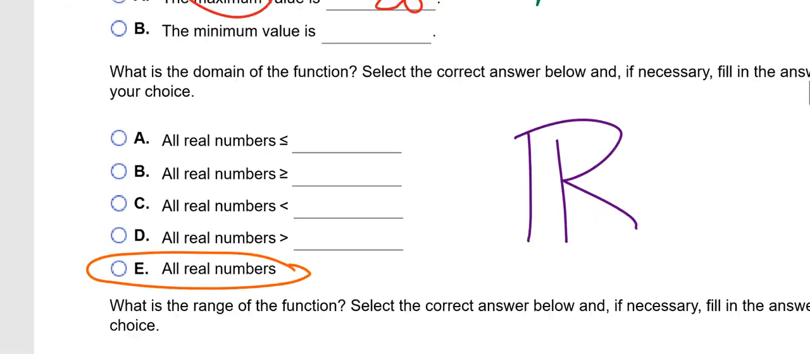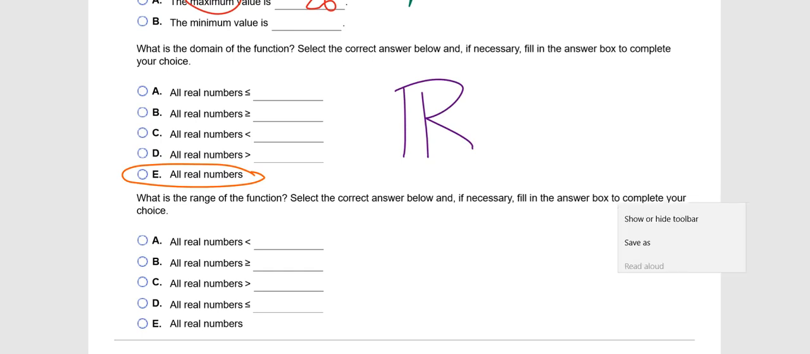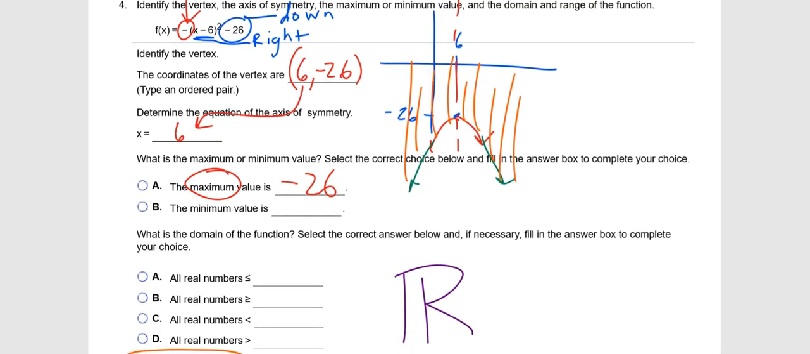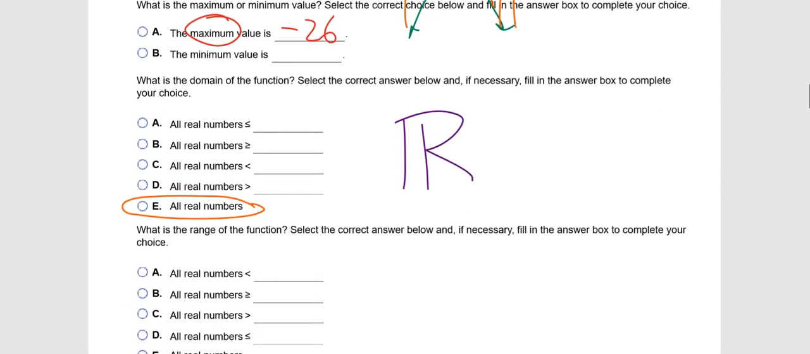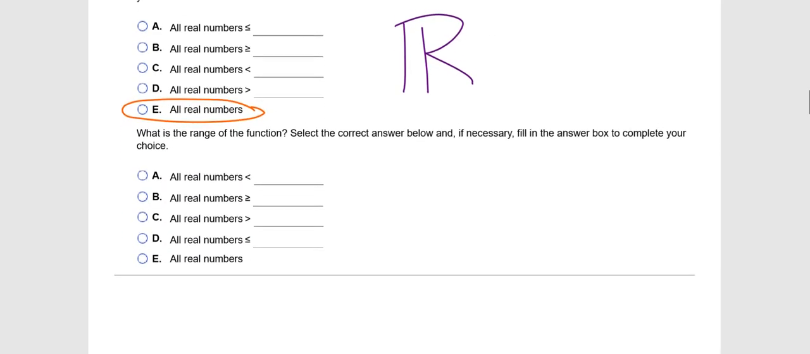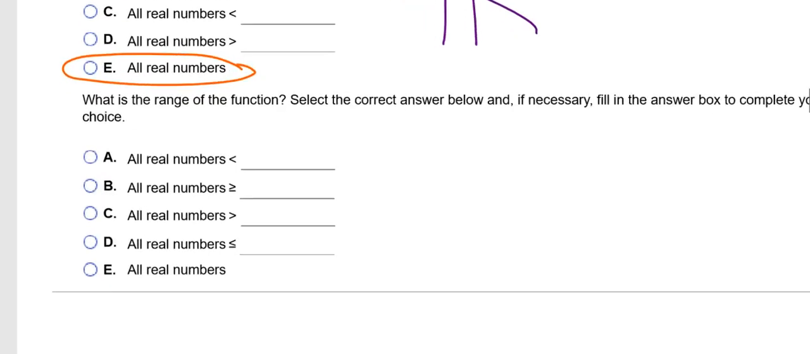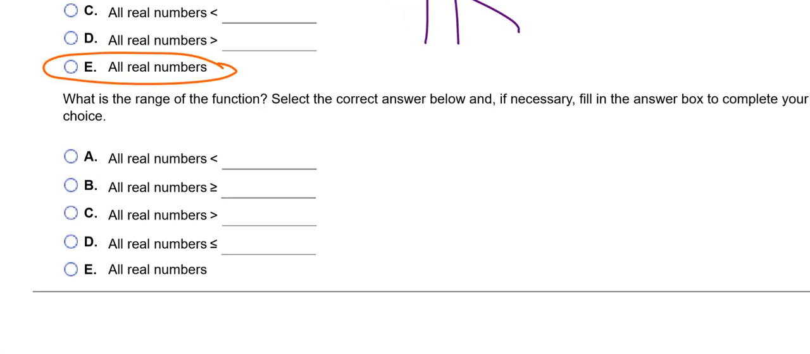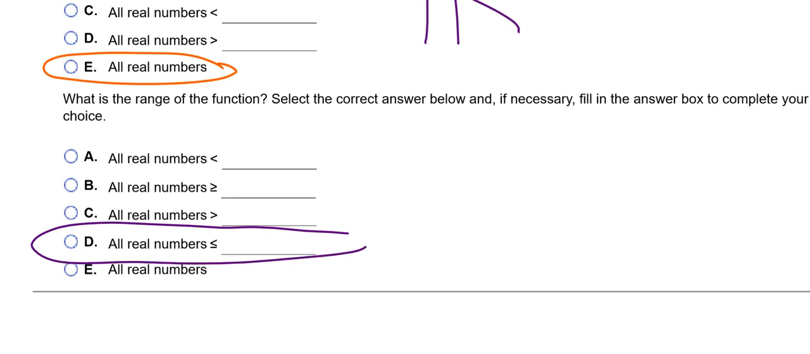Okay, folks, you are correct. It's all real numbers. Now, what's the range of the function? So go back here and look at it. You said that there was a maximum of negative 26. Maximum of negative 26. So what does that mean? It does mean that D has to be the correct one because we have to be less than or equal to some number. What is it? Yep.